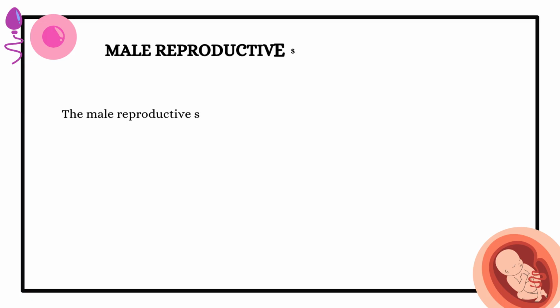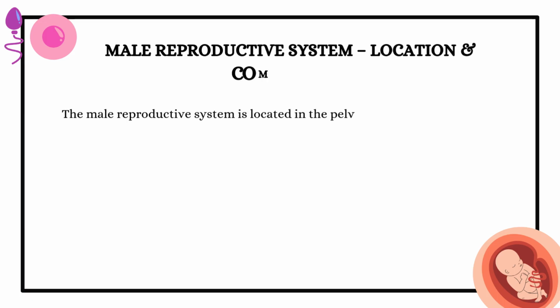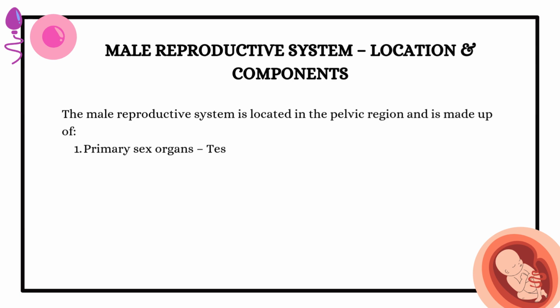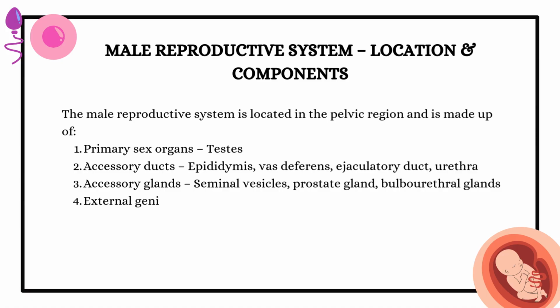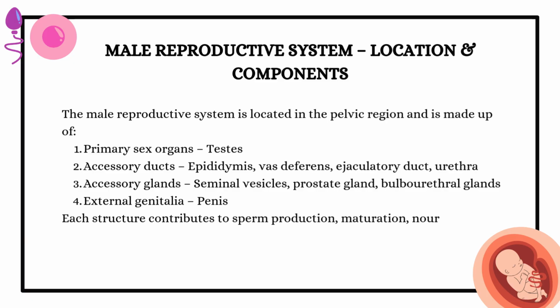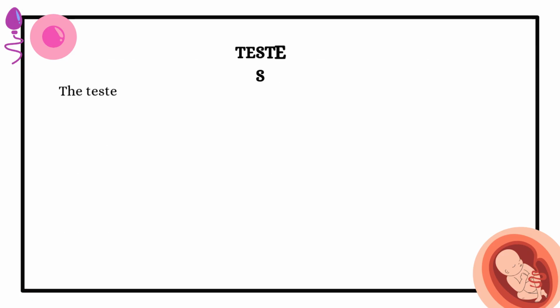The male reproductive system. The male reproductive system is located in the pelvic region and is made up of primary sex organs, that is testes, accessory ducts, that are epididymis, vas deferens, ejaculatory duct, and urethra, accessory glands like seminal vesicles, prostate gland, and bulbourethral glands, and finally external genitalia, penis. Each structure contributes to sperm production, maturation, nourishment, and transport.